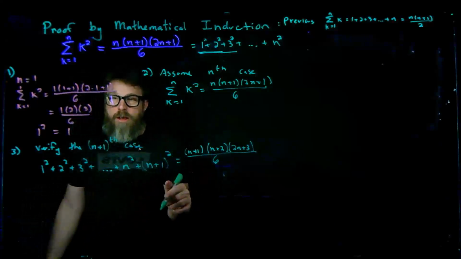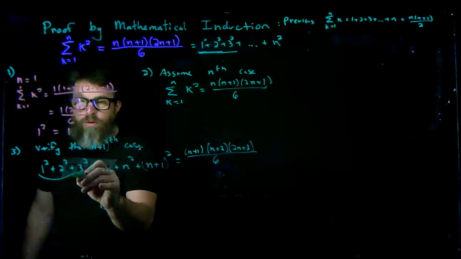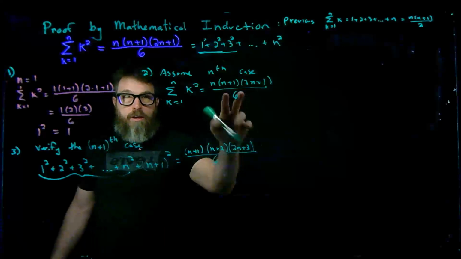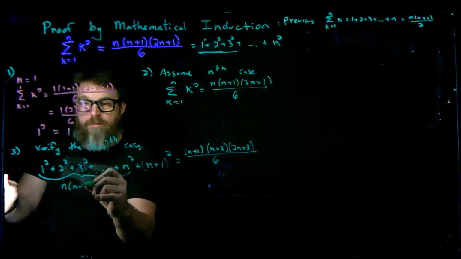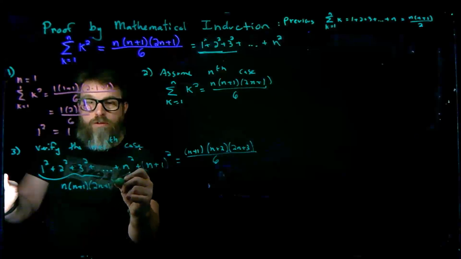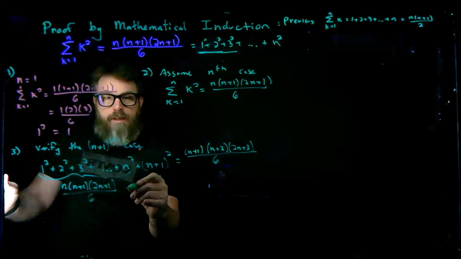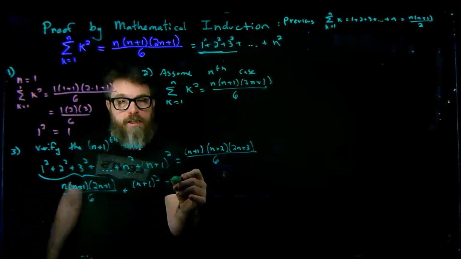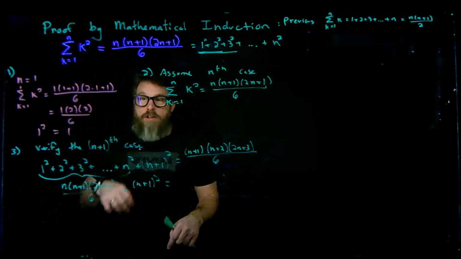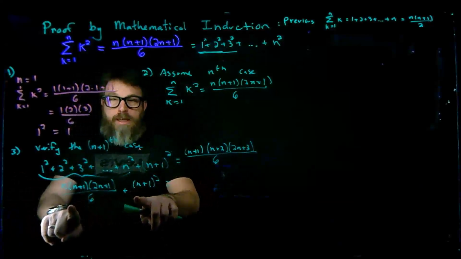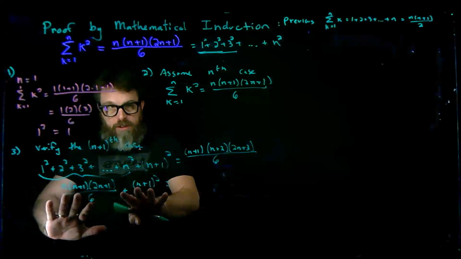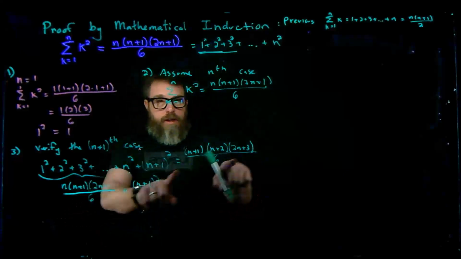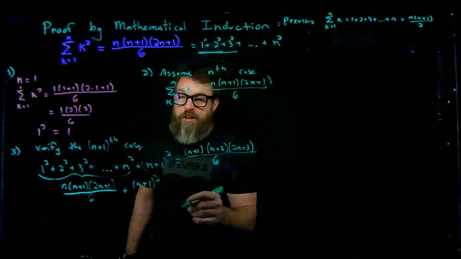Now, here's the trick. I already know the formula for the first n. So this is going to be equal to n times n plus 1 times 2n plus 1 all over 6, plus n plus 1 squared has to be equal to this thing. And that's all I have to verify. So I'm going to get common denominators. I'm going to simplify this expression, and I'm going to show that this expression is equal to this expression. We'll start here, and then I'll finish here, and then verify that these two things indeed are the same.